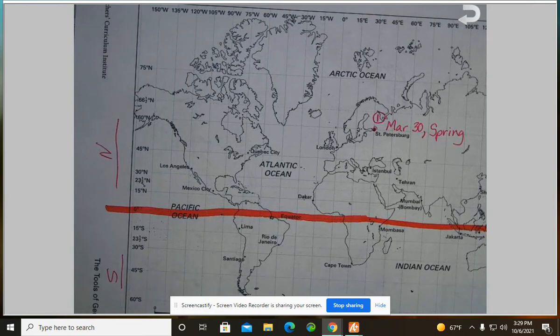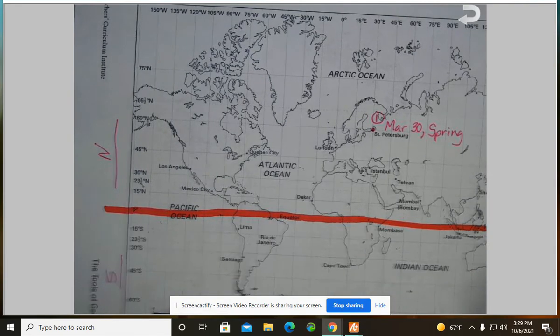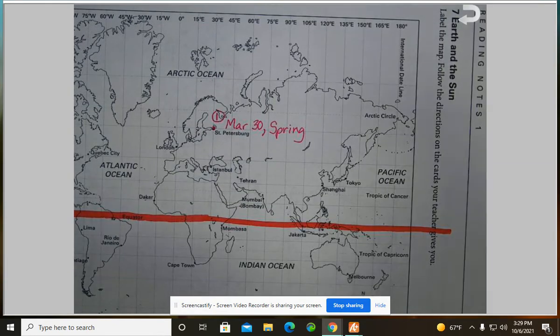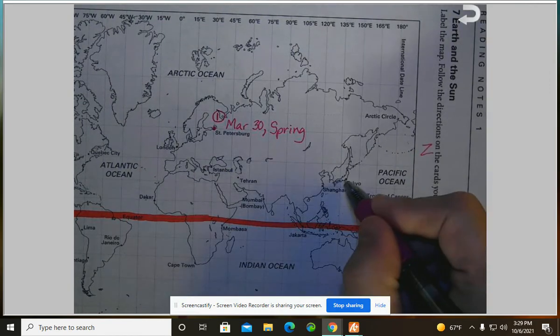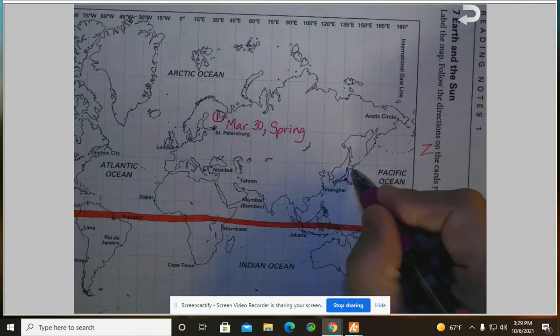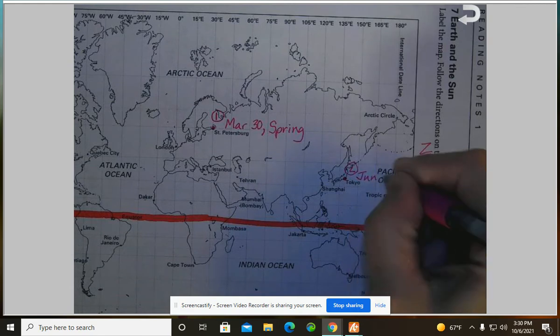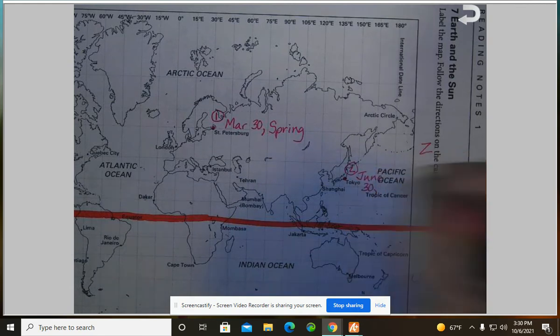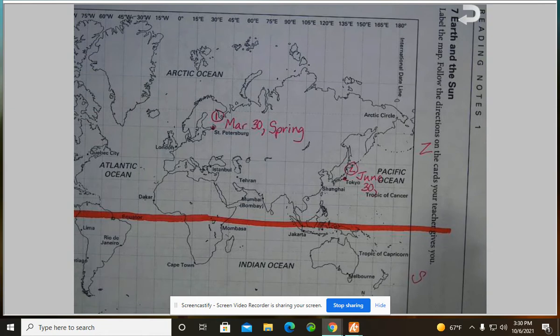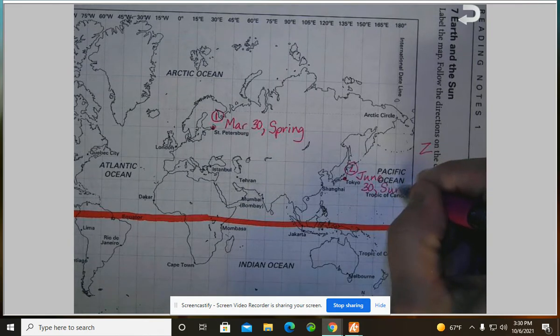Number 2, it is June 30th in Tokyo, Japan. Label the date and the season near that city. So Tokyo is right here. It's in the northern hemisphere. So on June 30th, the summer solstice is going on in the northern hemisphere. That would be summertime for Tokyo.